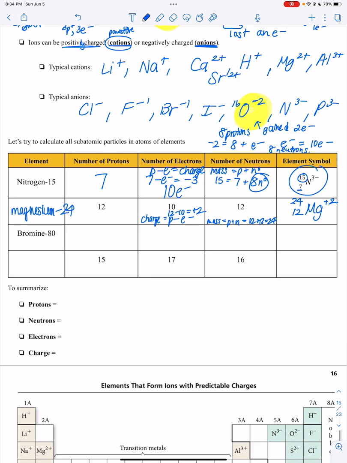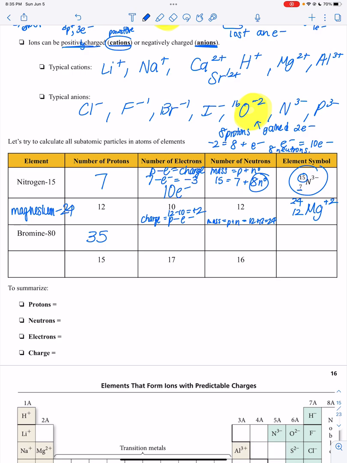So this is an example of trying to complete a table of figuring out all the subatomic particles and writing the element symbol. Don't forget what we've learned earlier about how to write the element symbol. Now we're including charge. Now I have bromine-80. Bromine, if I look on the periodic table, I'm going to just use mine on the side here. Bromine has an atomic number of 35, so it's got 35 protons.